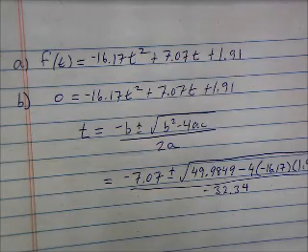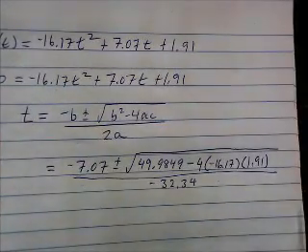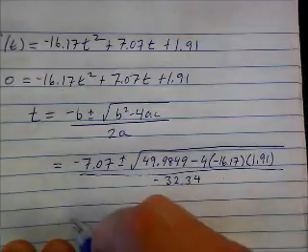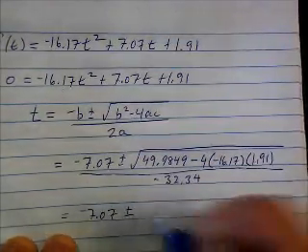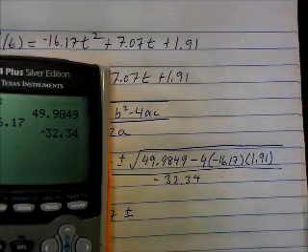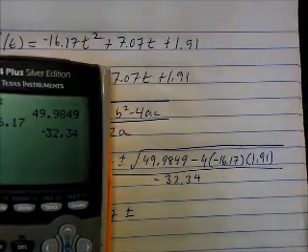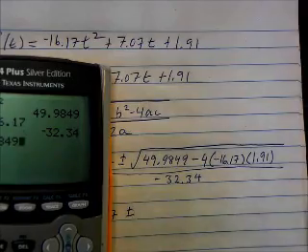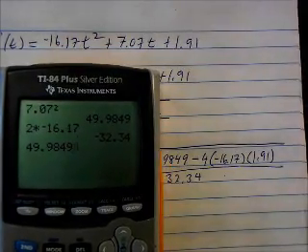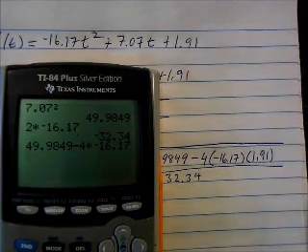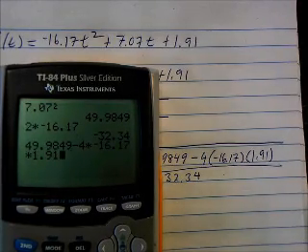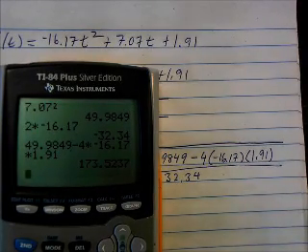That's a lot of numbers. I agree. But the good news is you're just pretty much going to use your calculator, right? Not that big a deal. So we're going to have negative 7.07 plus or minus. I'm going to grab my calculator. I'm going to go 49.9849 minus 4 times negative 16.17 times 1.91.